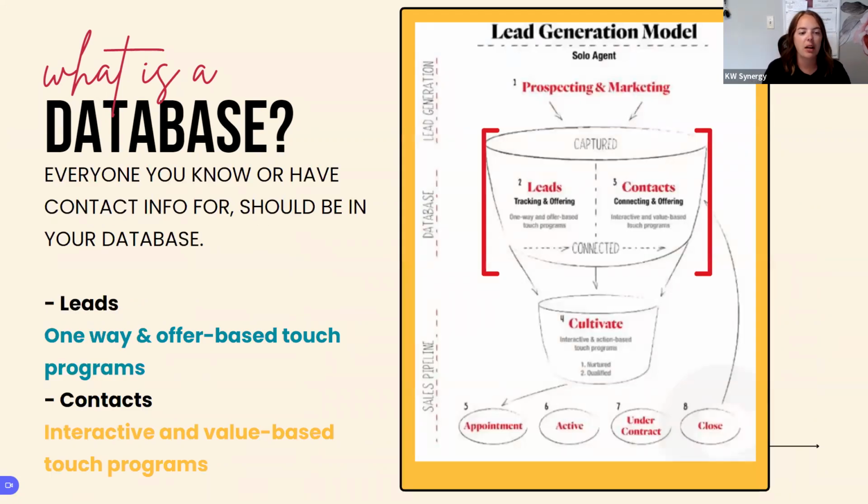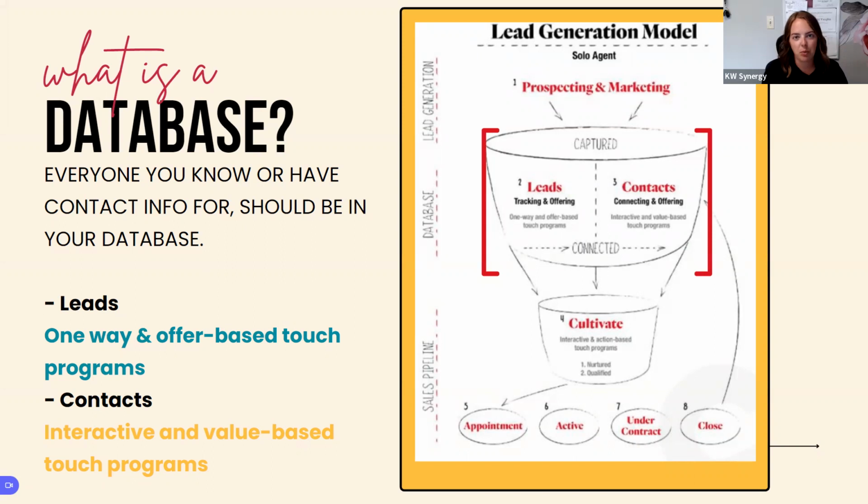So everyone you know or you have contact info should be in your database. Your landscaper, your grandma, your cousins, uncles, girlfriend, anybody and everybody you have any contact information for, even if they're leads, you don't know who they are, or they're friends of friends and you don't know who they are, if you have any sort of contact information for them, they should be in your database.